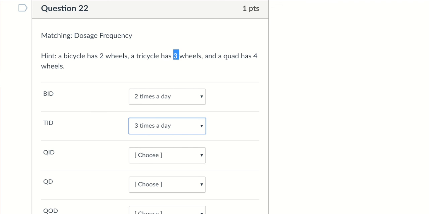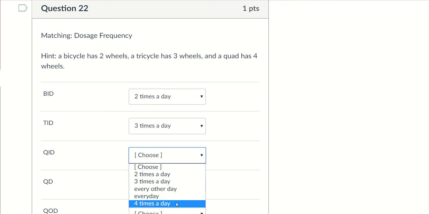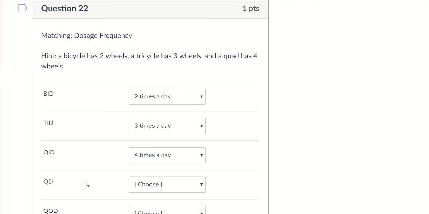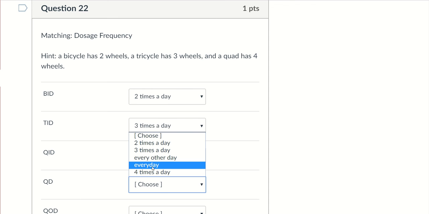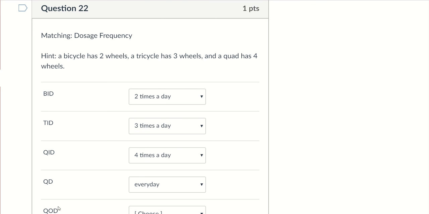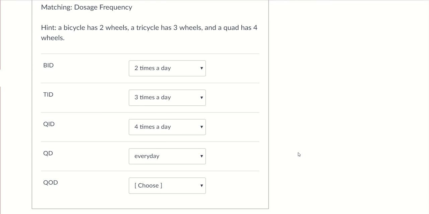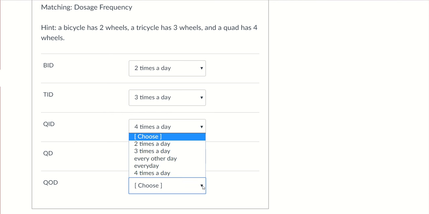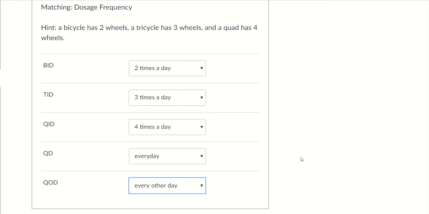QID, so you've got to be careful. There's a few Q ones. This one's 4 times a day. QD is just every day. QOD, which is an unacceptable abbreviation. You have to write it out, but it'll stand for every other day.